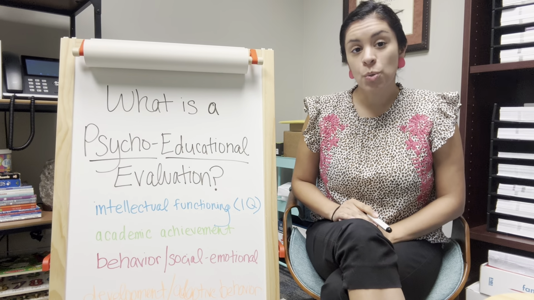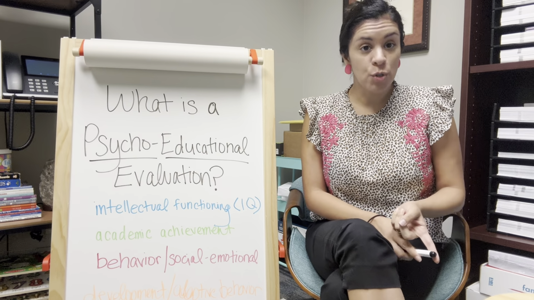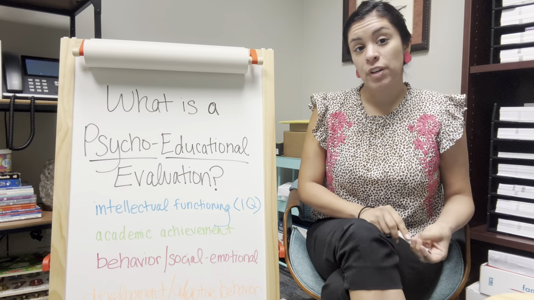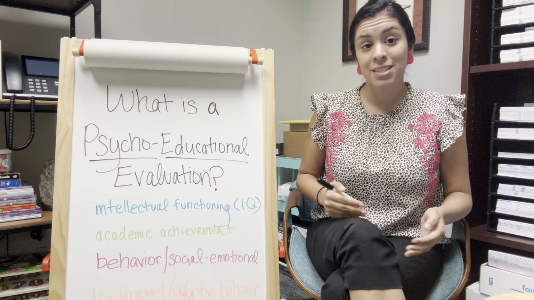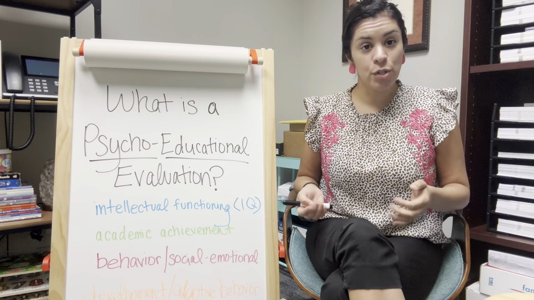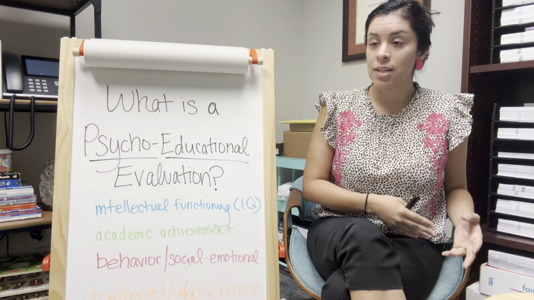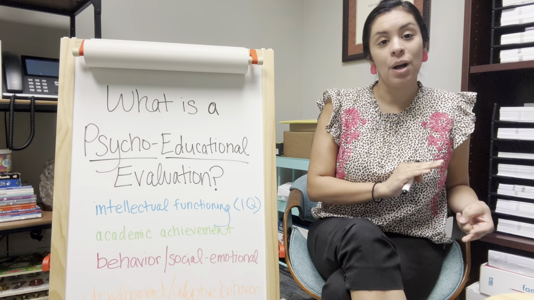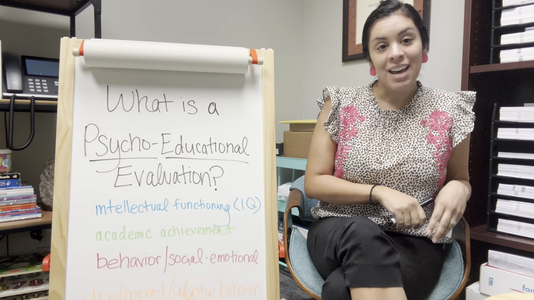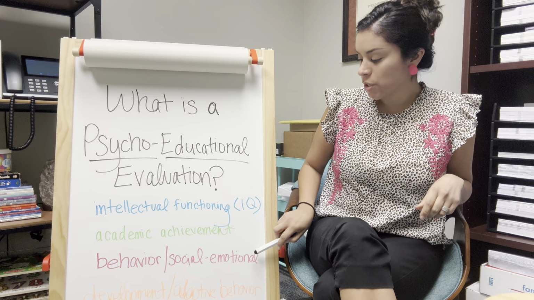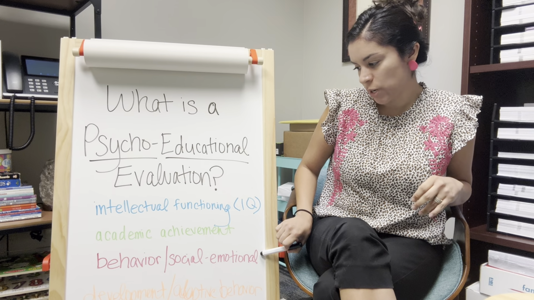And this can also include observations, so classroom observations, observations of the child in different kinds of settings. So for example, in structured settings like the classroom, and then even unstructured settings such as in the lunchroom or at recess, at the playground. So that would all fall under the behavior piece of the evaluation.